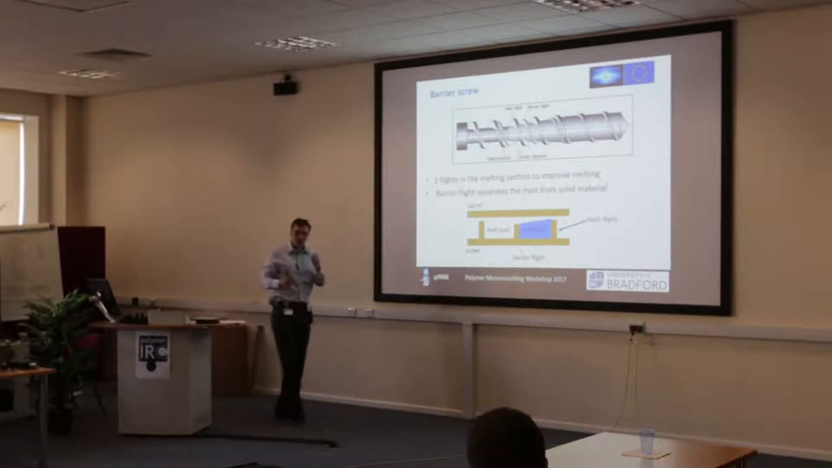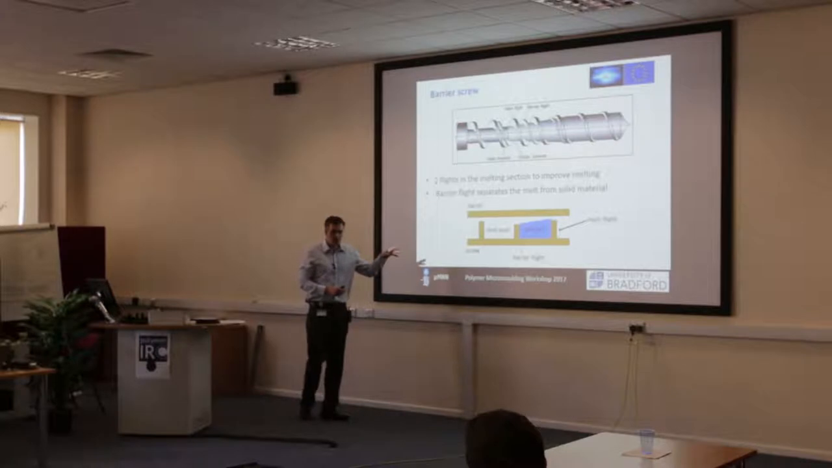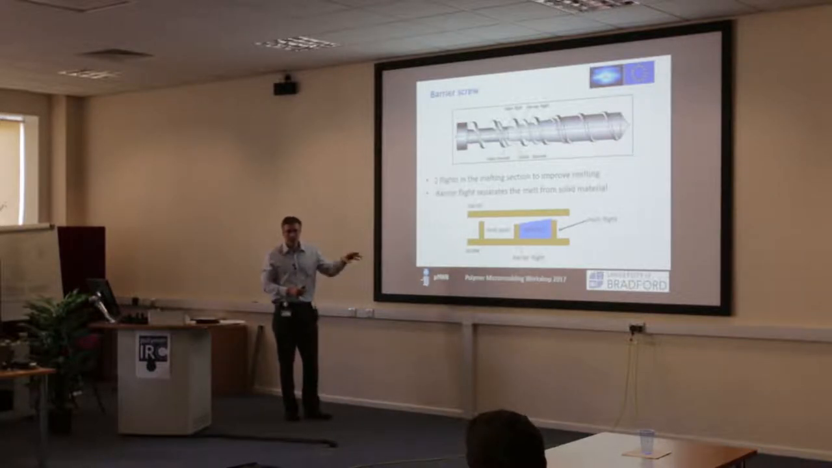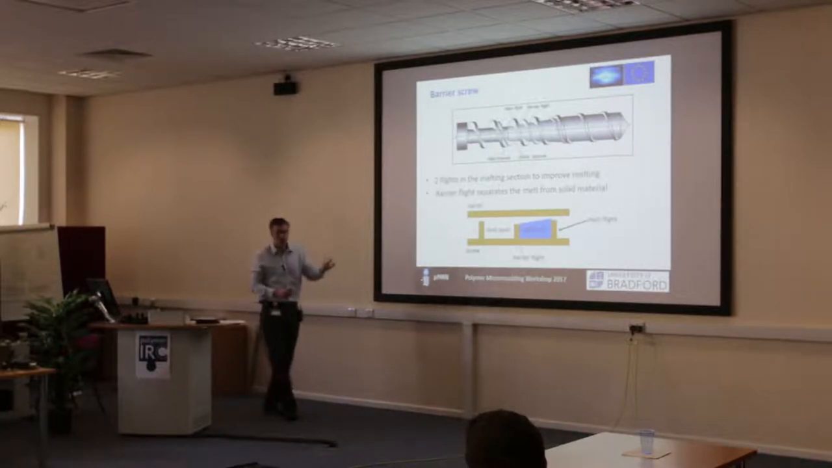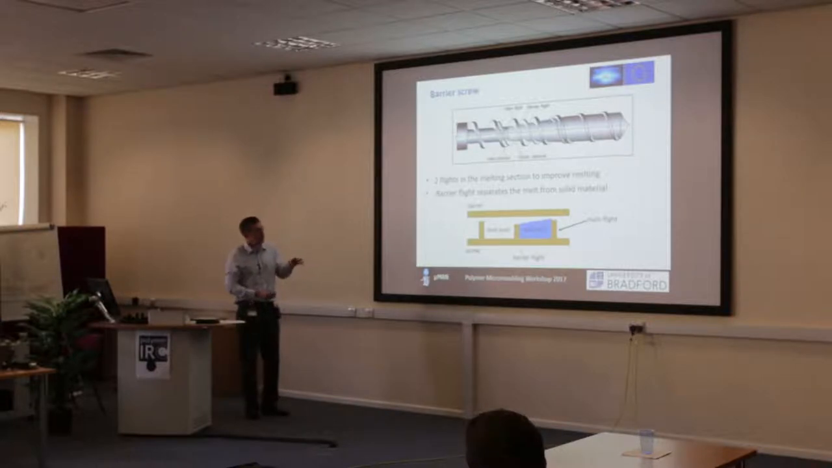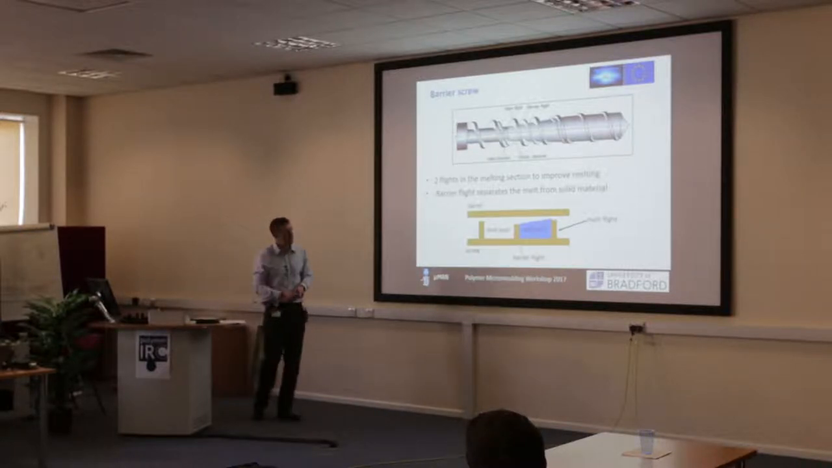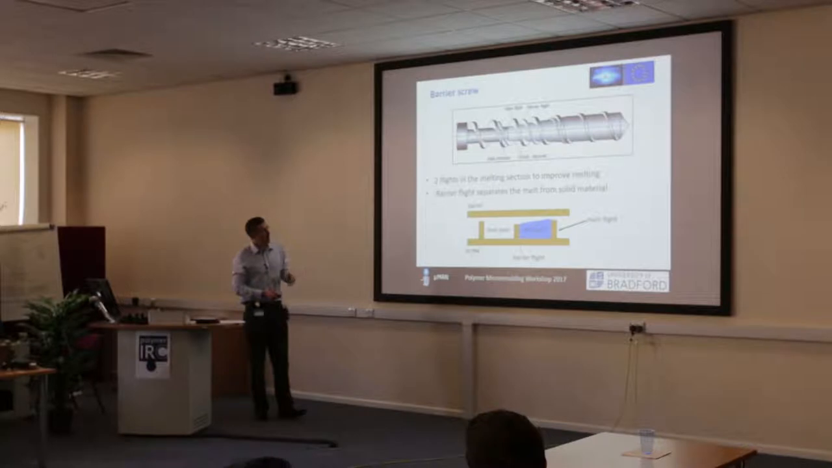We're not going to touch much on screw design, but this is a very important type of screw design, which is widely used now in industry. So if you are involved in extrusion at all, you may come across this screw, which is slightly different to the one we're passing round. This is called a barrier screw, and it's got an extra flight in it. Instead of just having a single flight down the length of the screw, the middle section has an additional flight.